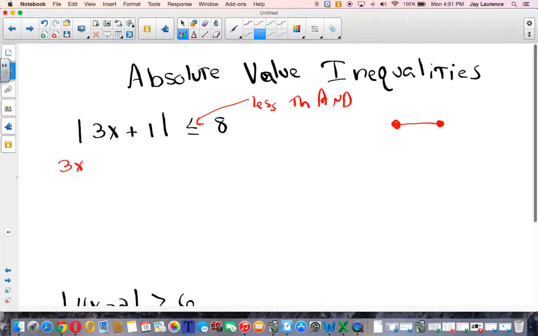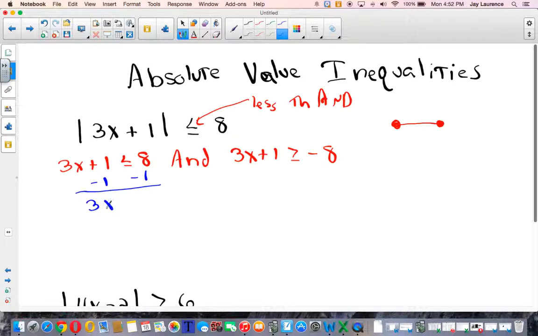I need to write 3x plus 1 is less than or equal to 8, and 3x plus 1 is greater than or equal to -8. Now I can go ahead and do my algebra. I'll subtract 1 from each side. I'll get 3x is less than or equal to 9. Oh, no. That'd be a 7 there, right? That'd be a 7. Sorry about that. Okay. And then I'm going to divide by 3. By 3, x is going to be less than or equal to 2 1/3.